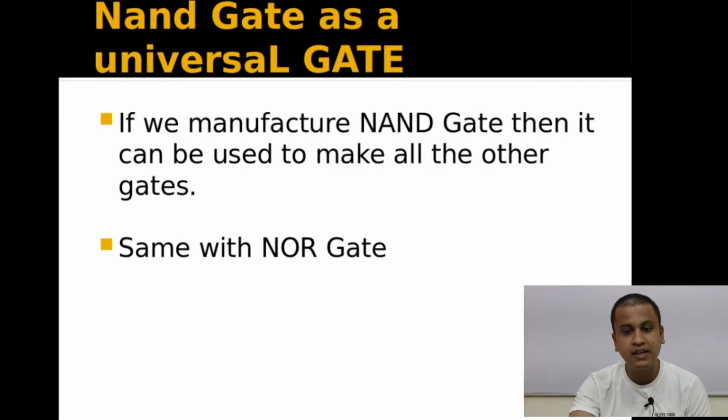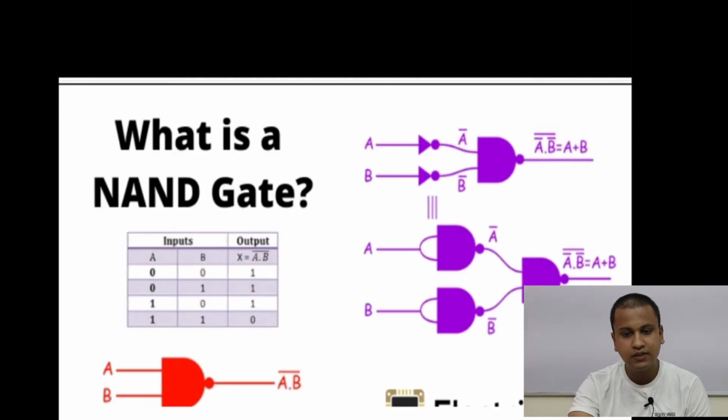So let us come to our topic, which is NAND gate as a universal gate. I have told you earlier that if you manufacture NAND gate, then it can be used to construct all other gates, which is AND, OR and NOT. Same with NOR gate. So let us revise what is a NAND gate. NAND gate is a 2 input 1 output gate, and it is a NOT of AND gate. This we have done earlier.